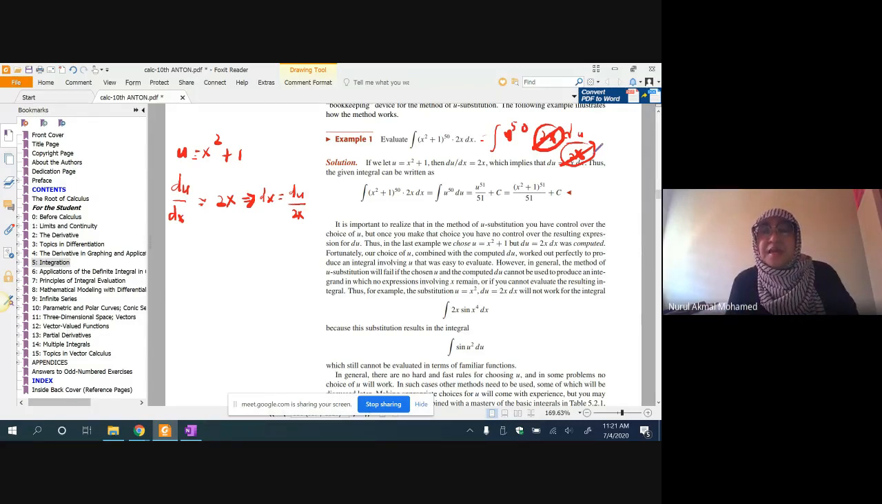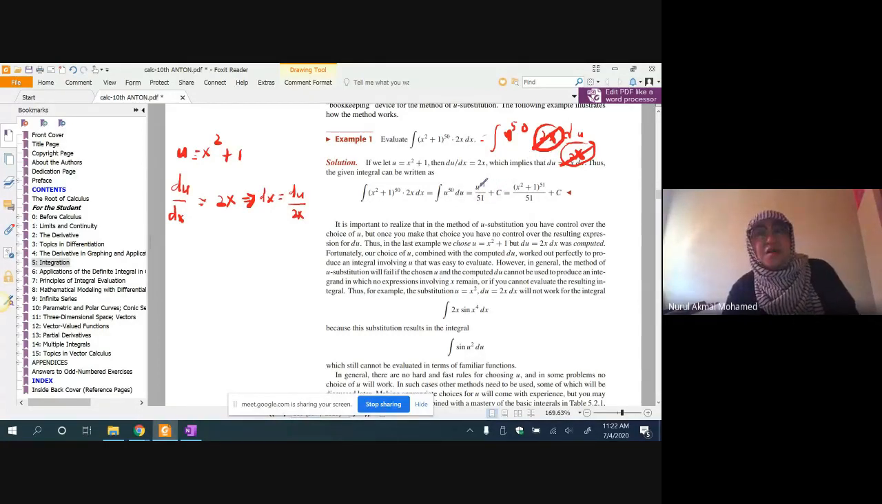If it cannot be cancelled out, then you have to use another method. If it can cancel out, then you can continue the substitution method. So in this case, it can cancel out. All the variables in terms of x can be cancelled out. So we can proceed in solving these new integrations by using the power method. So u to the power of 50, you integrate with respect to u, obviously you will get u to the power of 51 divided by 51 plus c.